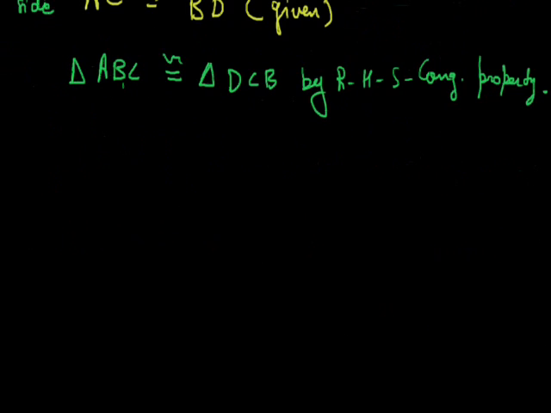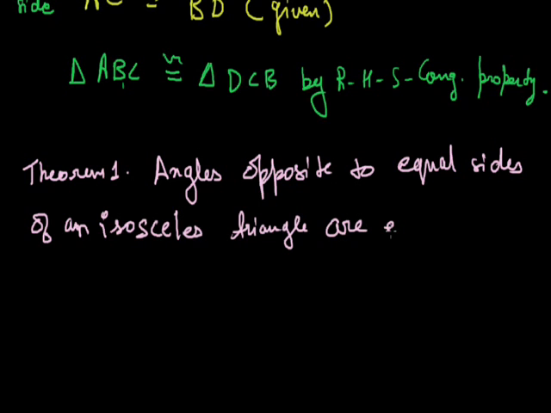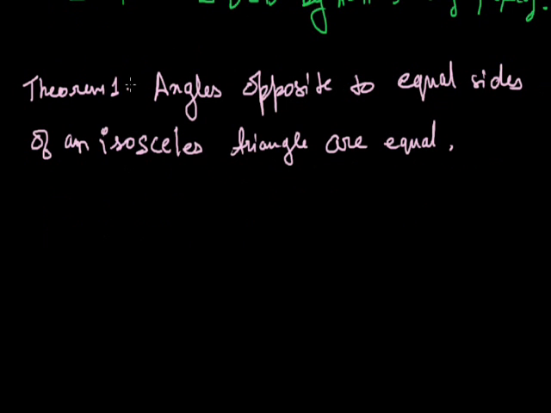Now with the help of these properties, we can prove two important theorems. One of them is: angles opposite to equal sides of an isosceles triangle are equal. So what we have given is an isosceles triangle, and we have to prove that angles opposite to the two equal sides of the isosceles triangle are also equal.